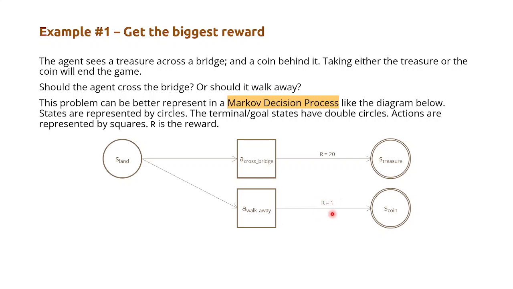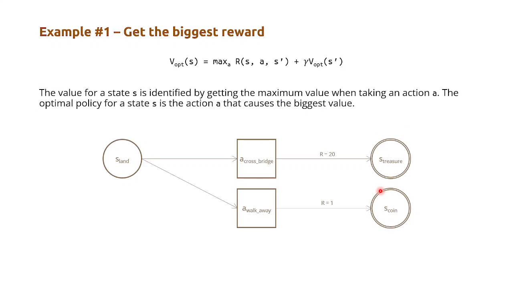Okay. So now we want our agent to get the biggest reward. So we want to teach our agent to get the biggest reward. So of course we want the agent to go to treasure instead of coin, right? So how do we make our agent do that? Actually, we can use the Bellman equation. However, we make some adjustments to the equation.